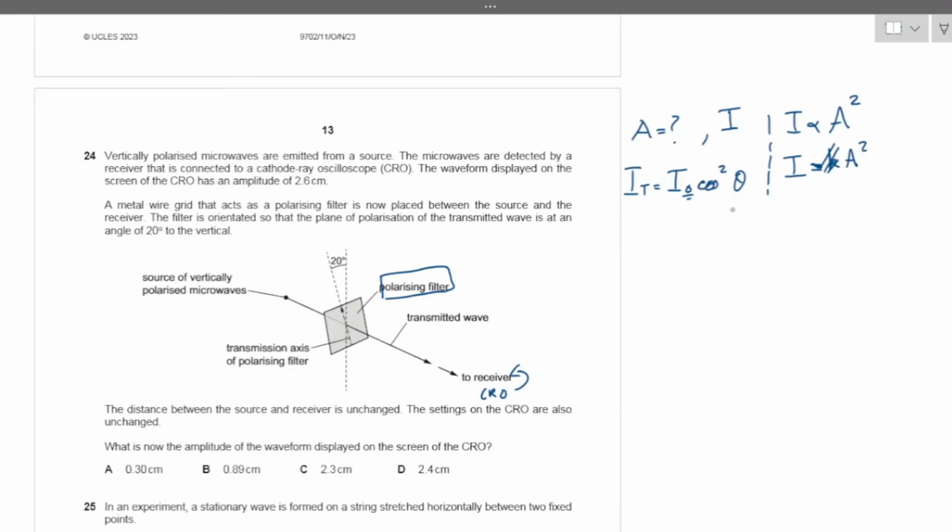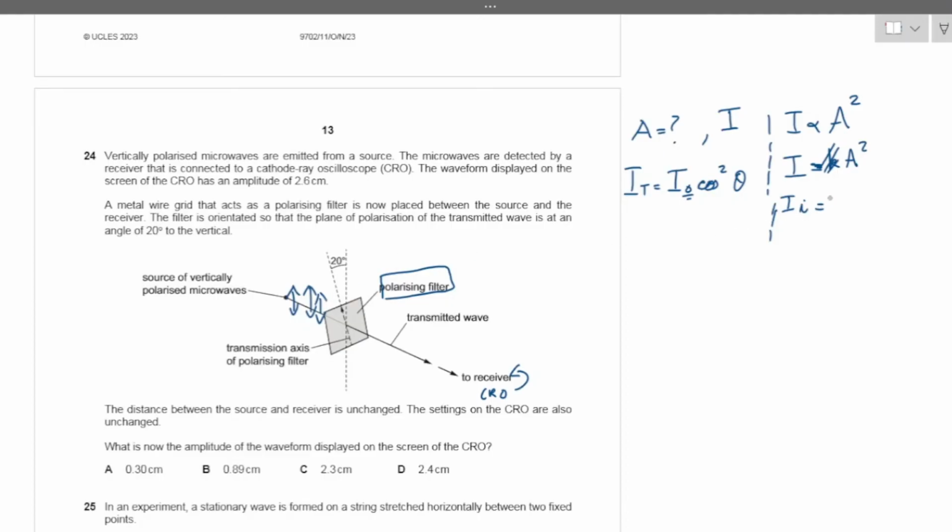All right, so let us note down I initial, and that is considered when the polarizing filter is not there. It is just vertically polarized microwaves emitted from a source. So there is no mention of a polarizing filter. Then after that, they put a polarizing filter. That means we already have the incident intensity, because we're given the amplitude.